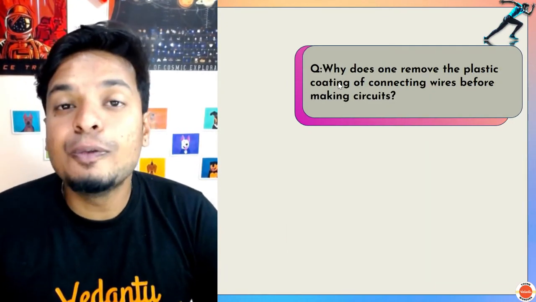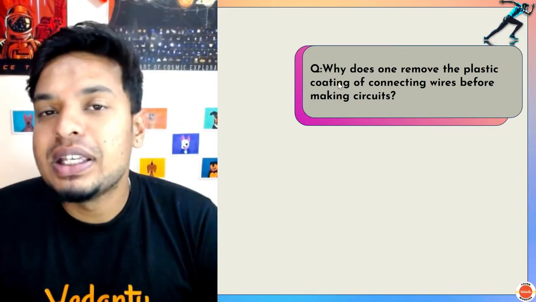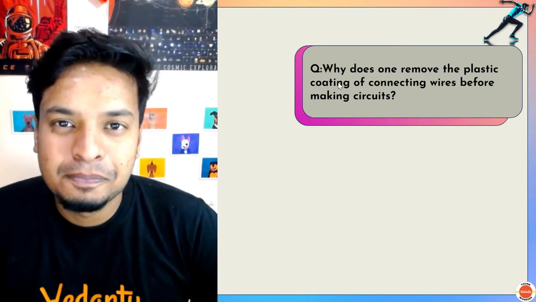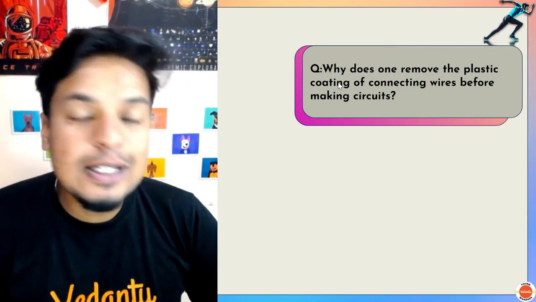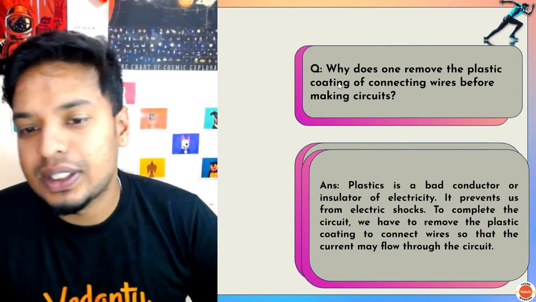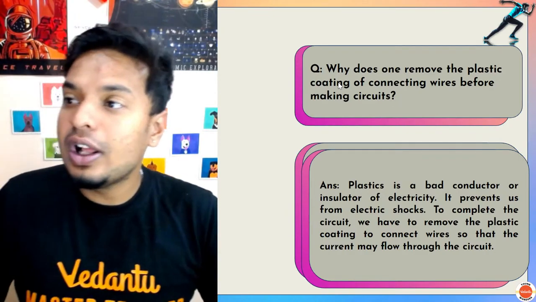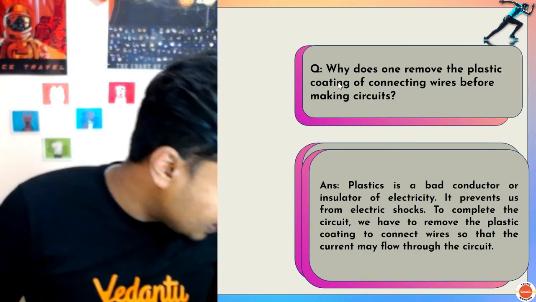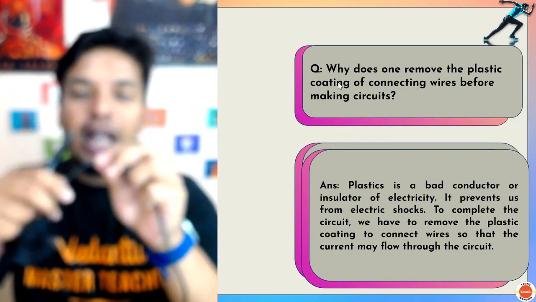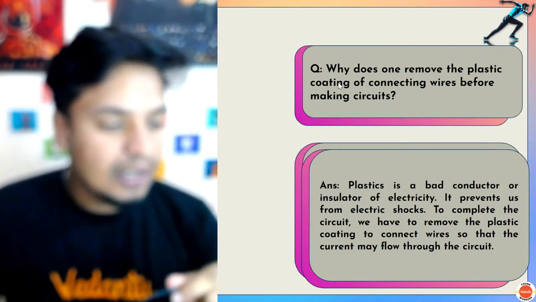Why does one remove the plastic coating of connecting wires before making circuits? Why do you have to remove that plastic coating on the wire? Because plastic is an insulator. It will not allow electric current to flow through it. So to save us from getting a shock, all the wires are covered with plastic, so that even if you touch, nothing will happen. But when you have to connect it, what do you want to do?